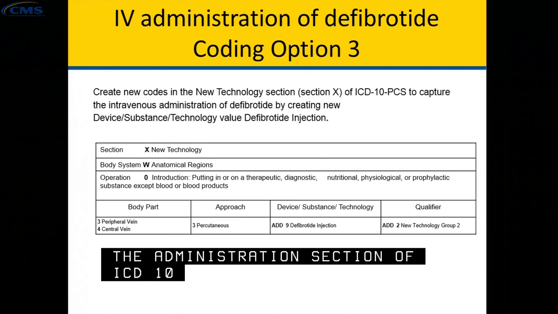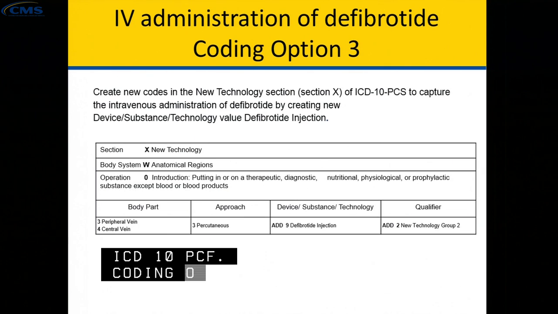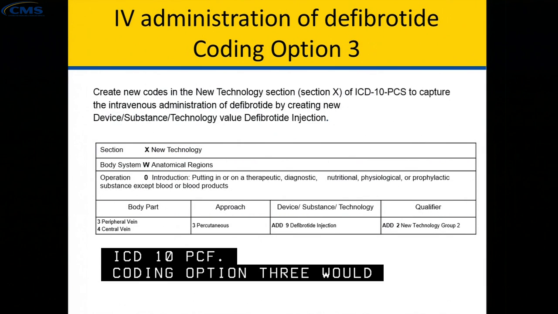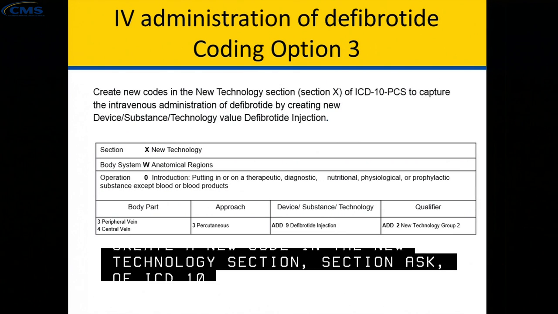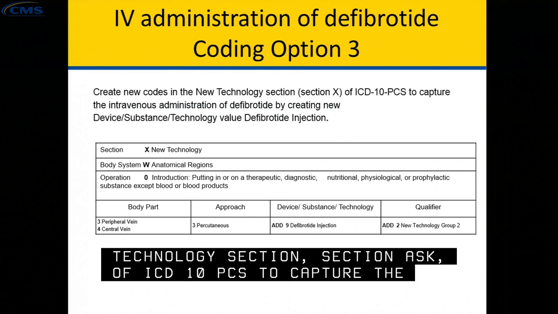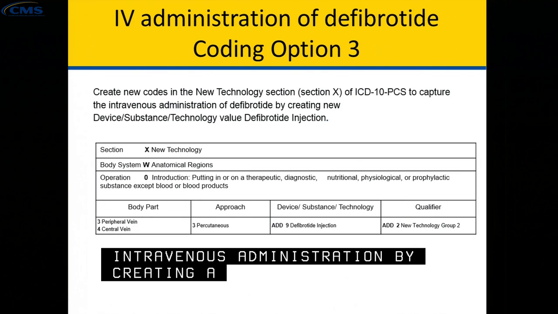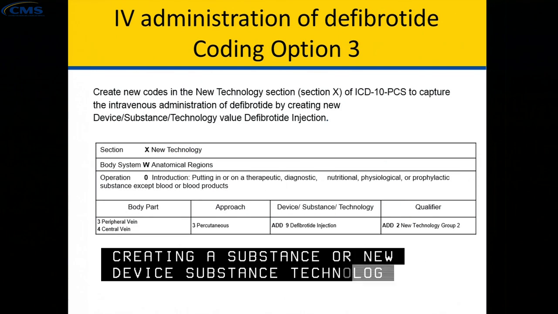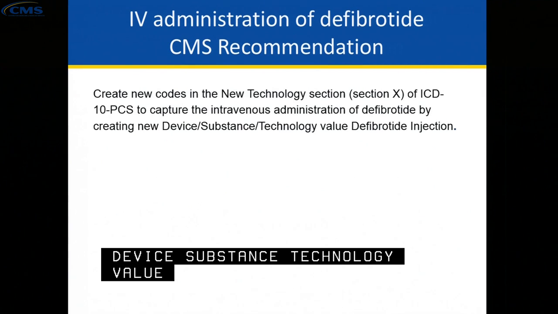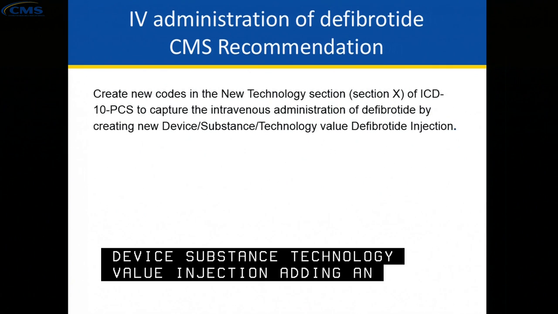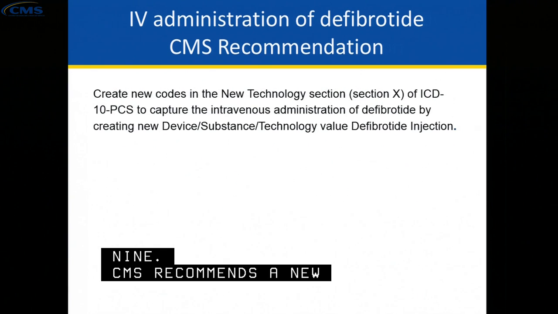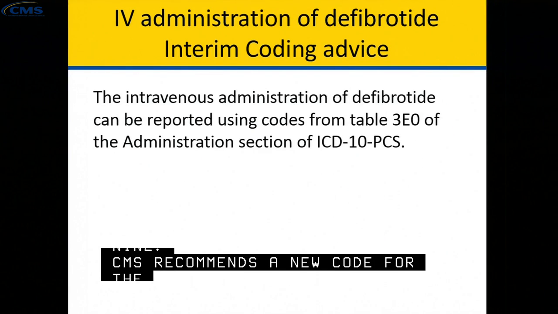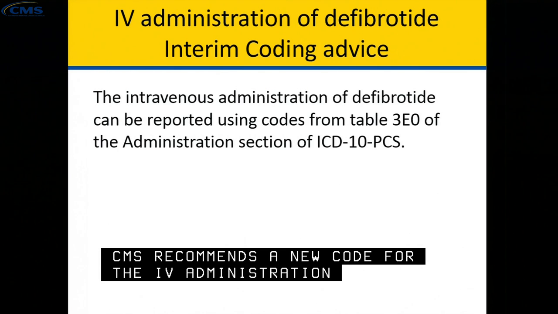Coding option three would be to create a new code in the new technology section, section X, of ICD-10-PCS to capture the intravenous administration of defibrotide by creating a new device substance technology value, defibrotide injection. And that would be adding an option nine. CMS recommends creating a new code in section X for new technology for the IV administration of defibrotide. Interim coding advice would be to continue using the current coding option using Table 3E0.